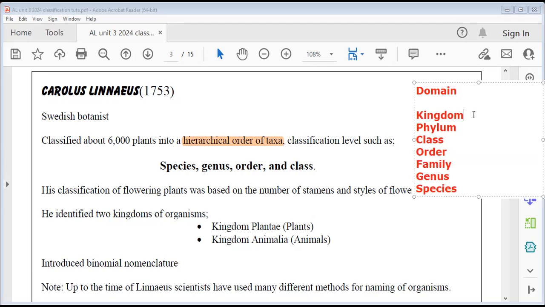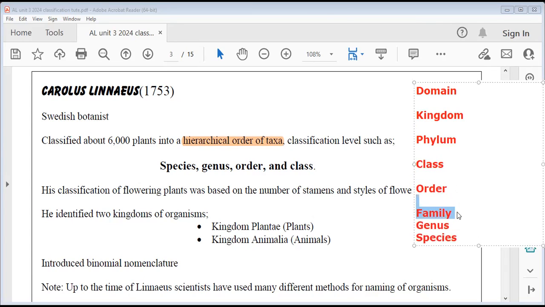What were the taxa that were available in his time? We can't say that he introduced them, but they were available in his time. Species was there, genus was there, order was there, class was there. So he brought them into an order, a hierarchy, from the lowest level to, what is it? Highest level. Taking these four criteria, he did classification of 6,000 plants. They are species, genus, order, class; he organized them. Clear? Not just introducing those names, he did the classification of the plants considering species, genus, order and class.